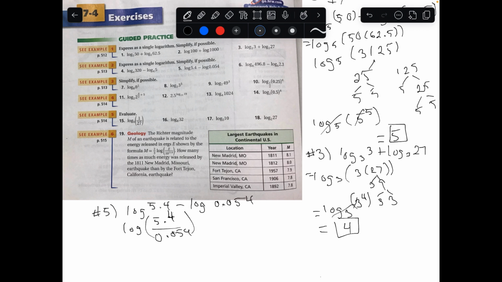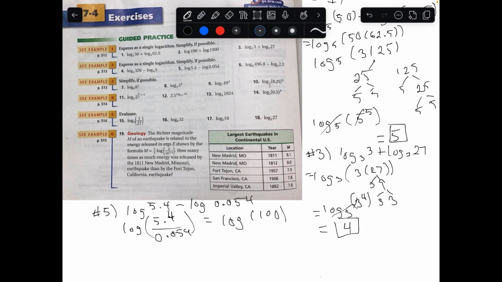All right, 5.4 divided by 0.054. Typed in wrong. Try that again. 5.4 divided by 0.054. That's going to be 100. Oh, duh. I could have looked at that and just seen it rather than putting it in the calculator. One of those days. All right, log of 100.